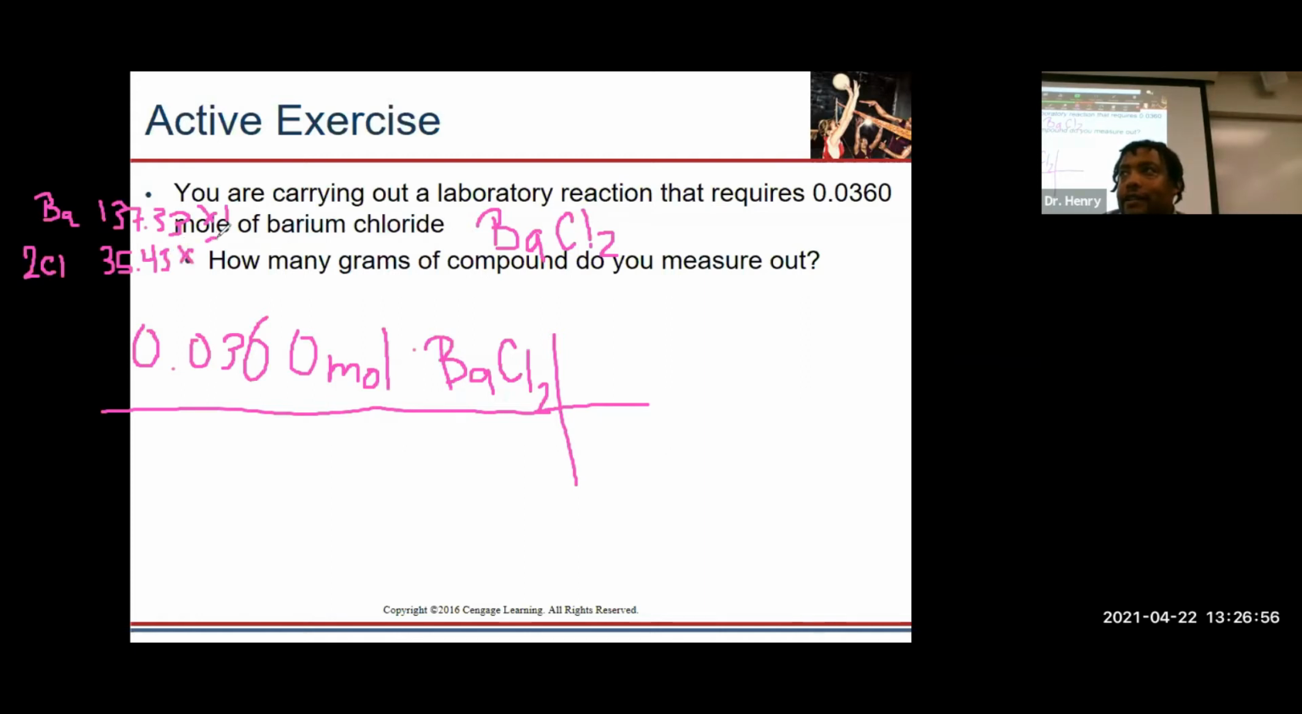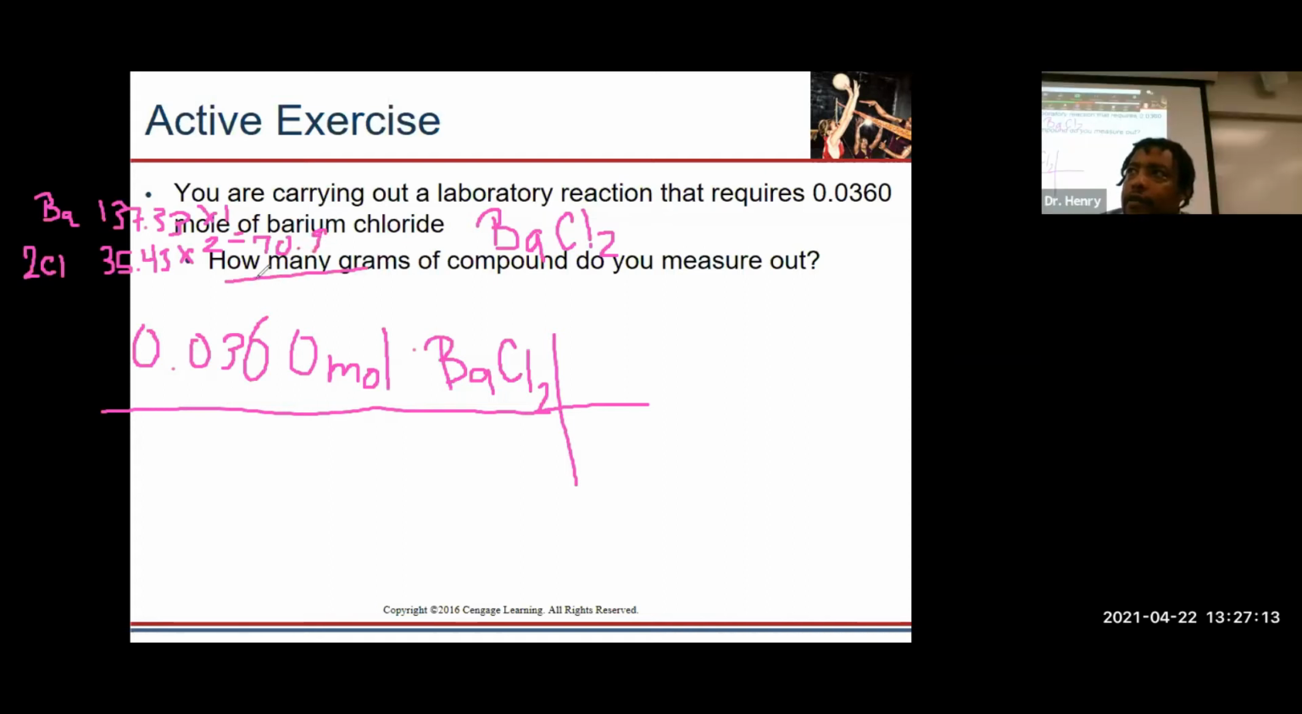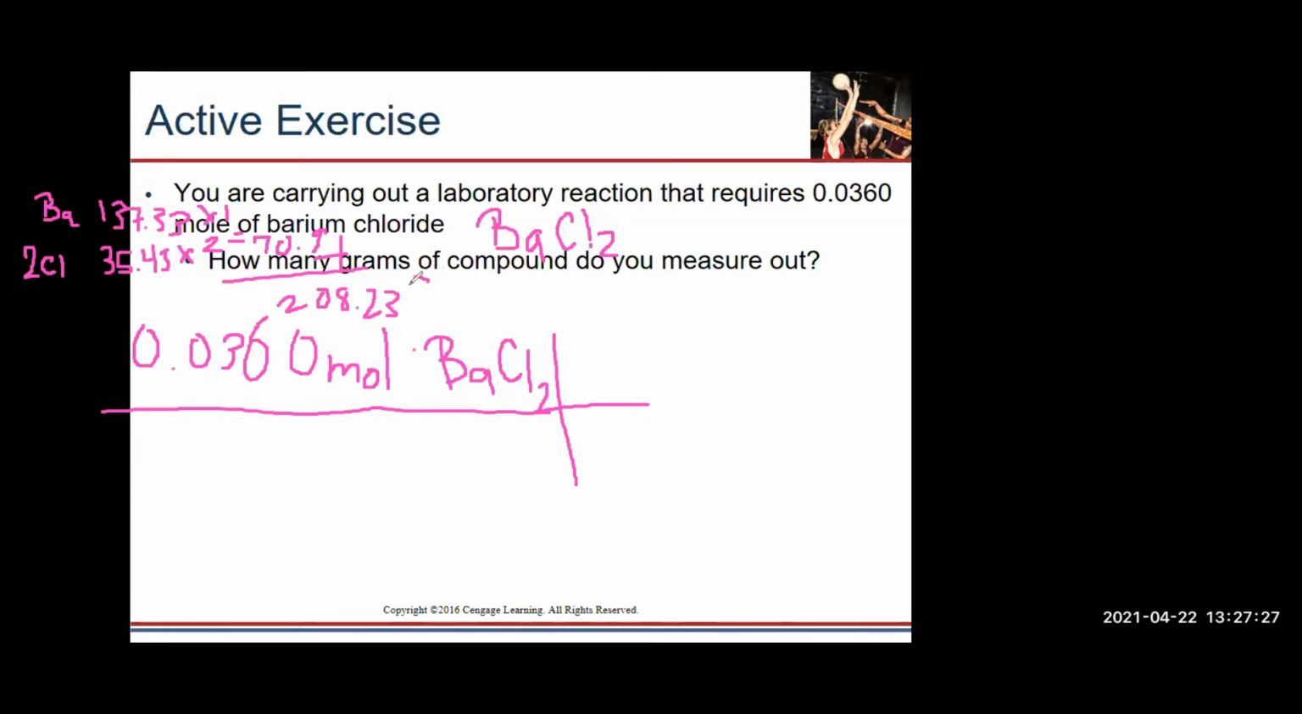And we add that together. So you said we add it together, we get 208.23. And the units are grams per mole.